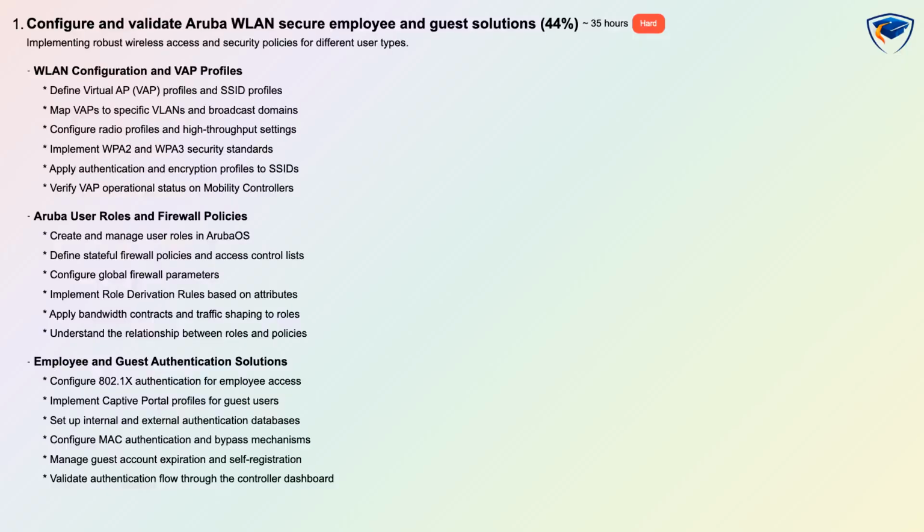The domain also covers user roles and firewall policies, role derivation rules, bandwidth contracts, and employee and guest authentication like 802.1x, captive portals, MAC authentication, and guest self-registration.